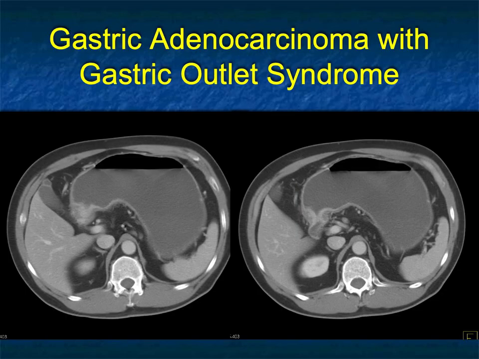And well, what is that? Infiltrating tumor, adenocarcinoma is most likely. It's not going to be lymphoma. It's not going to be metastatic disease in all likelihood. It's not a GIST tumor. This was gastric outlet obstruction in a patient with adenocarcinoma. Very nice example.